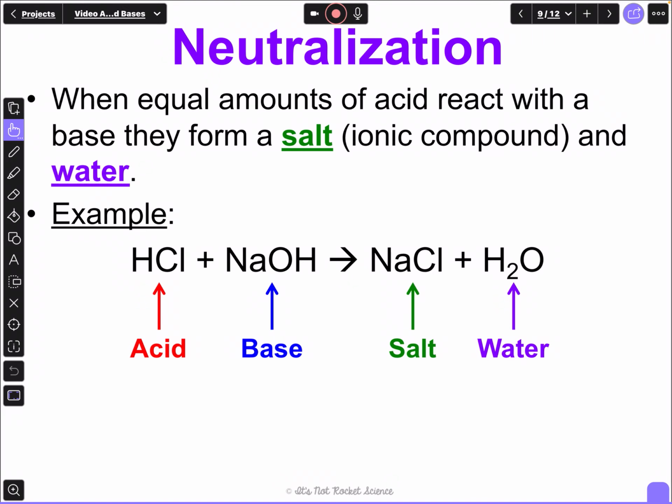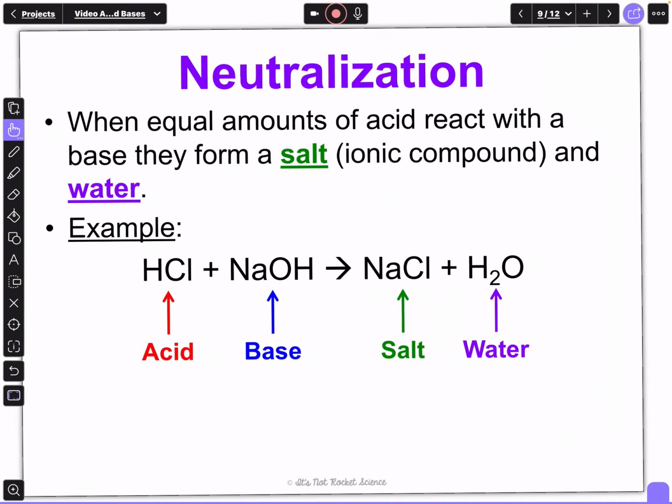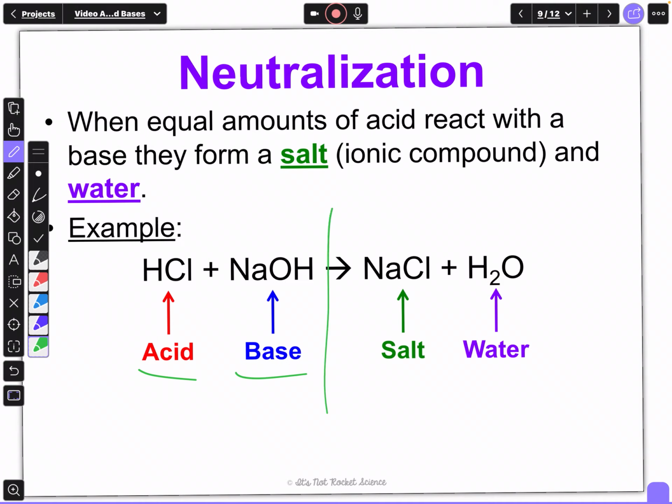Now, neutralization is when equal amounts of acid react with a base, they form a salt and water. So it's a reaction. If you mix acid and base together, it's going to neutralize and bring the pH to 7. And if you notice, your reactants are an acid and a base. That's on the left side of your arrow. On the right side are your products. And the products are always going to be some type of salt and water.